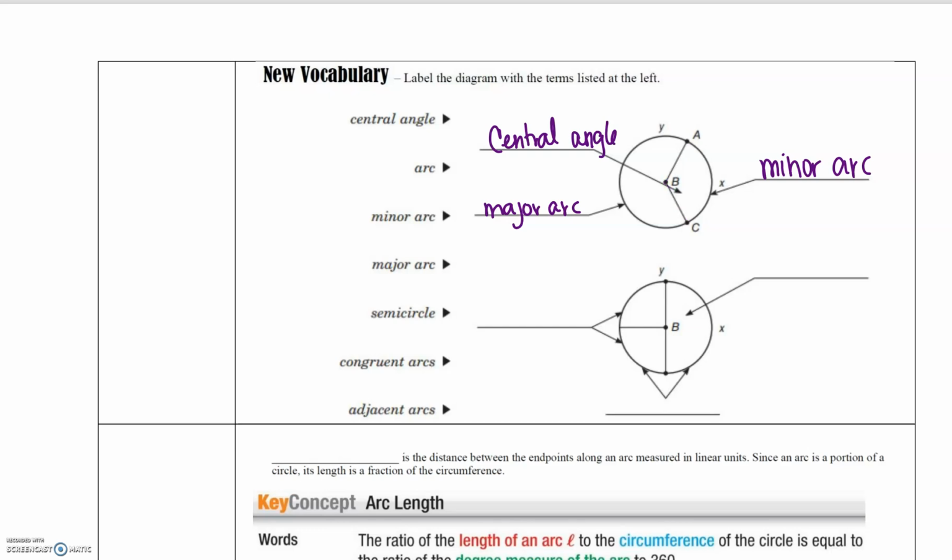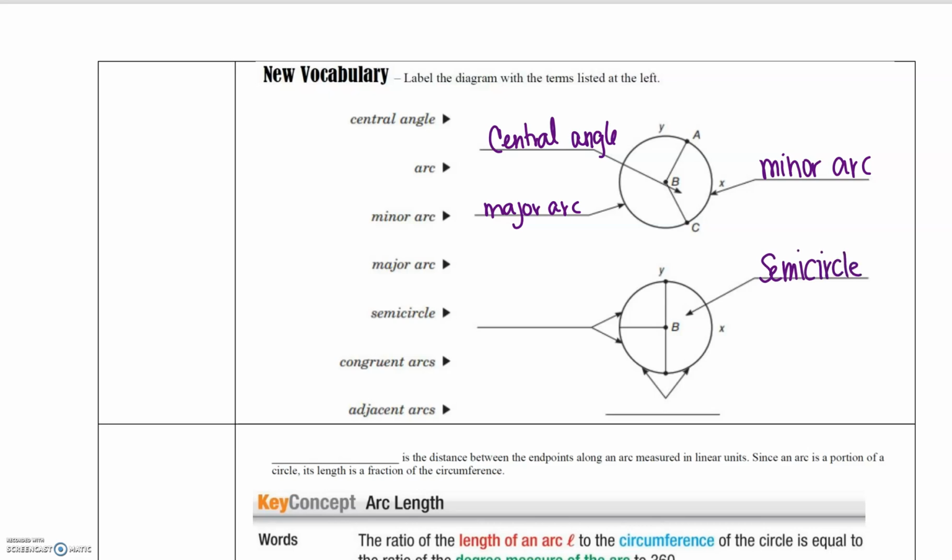This angle right there, because it's at the center. And we already basically labeled arc. There's really no spot for arc. And then down here, we have semicircle, this right here, and so it's 180, right?